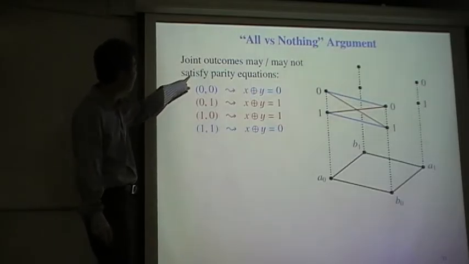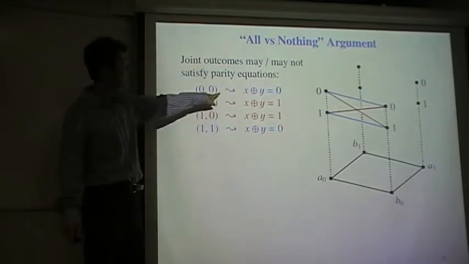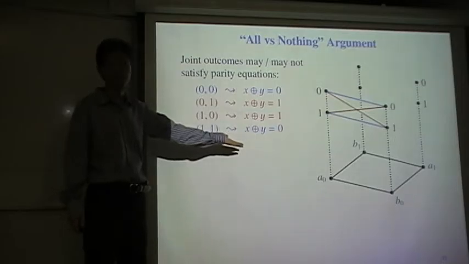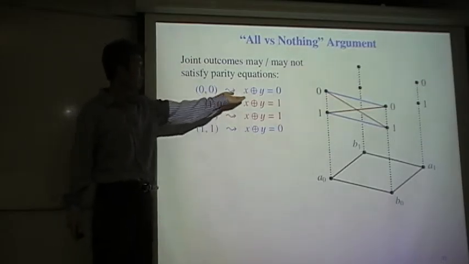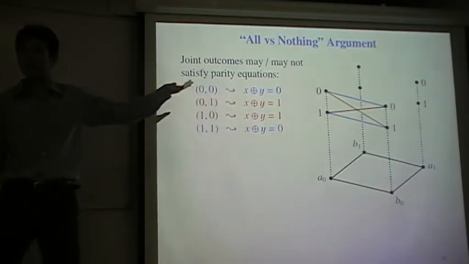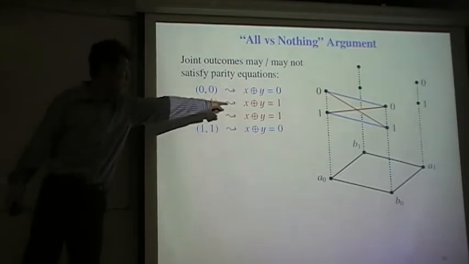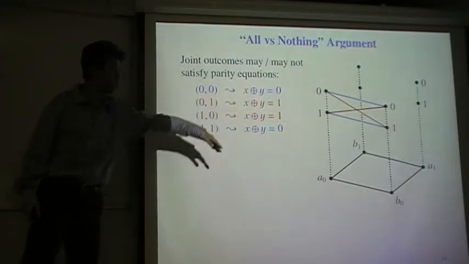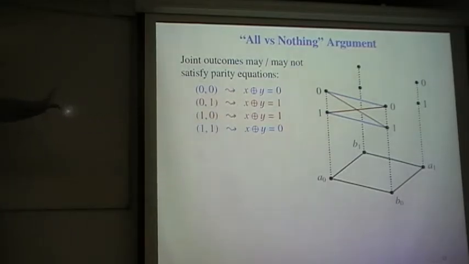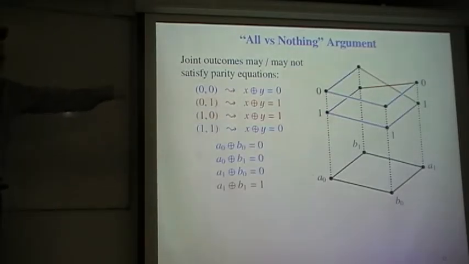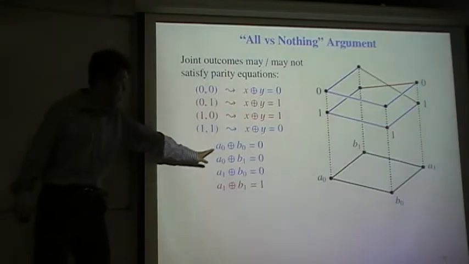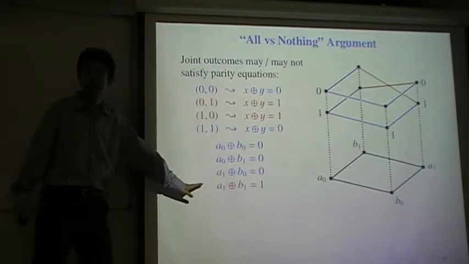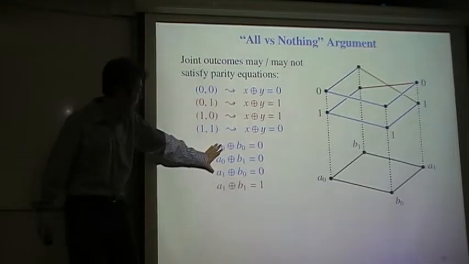So the point is that given a joint outcome, they may or may not satisfy certain parity equations, right? If you get 0, 0, then yeah, they add up to 0 mod 2. 0, 1 equals 1 mod 2, and so on. 1, 1 is 0 mod 2, and so on. So much good. So apply this to PR box. You get this system of equations. Yeah, so those are correlated.